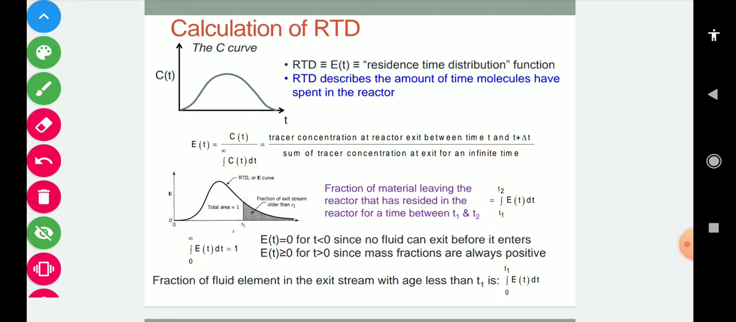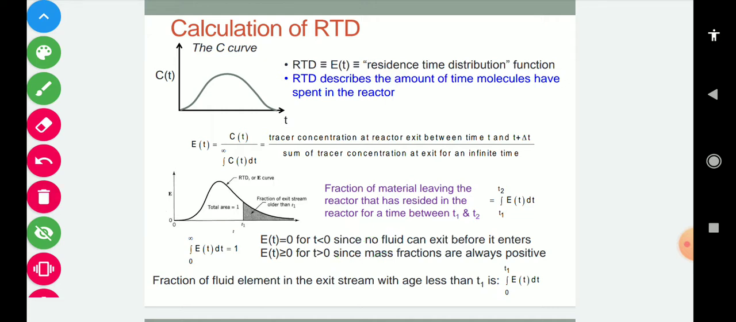So for time t less than 0, E(t) will be 0 because we have not injected any tracer at that time. We injected tracer at time t equal to 0. So for time t greater than 0, E(t) will be either equal to 0 or a positive quantity, because mass fractions are always positive.